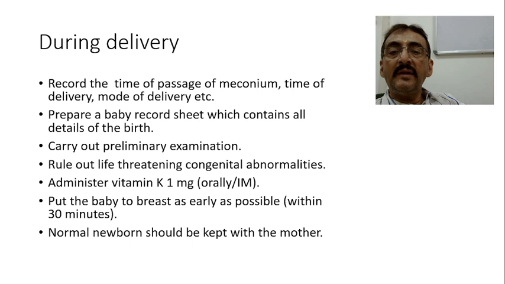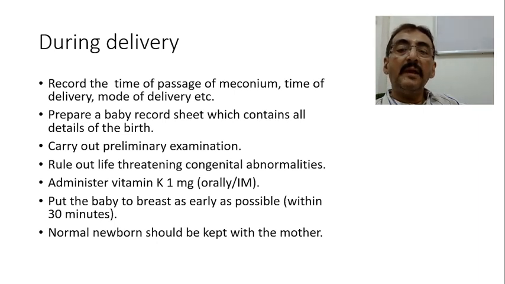Now what should be done during the delivery? Record the time of passage of the meconium and time of the delivery and mode of delivery, etc. Then prepare a baby record sheet which contains all the details of the birth, what you have done, what is the Apgar scoring, what are the events that took place, and what is the management done. Carry out the preliminary examination of the baby, then rule out the life-threatening congenital abnormalities. There may be some gross congenital abnormalities like esophageal fistulas, choanal atresia, etc. So if there is that, then just confirm it.